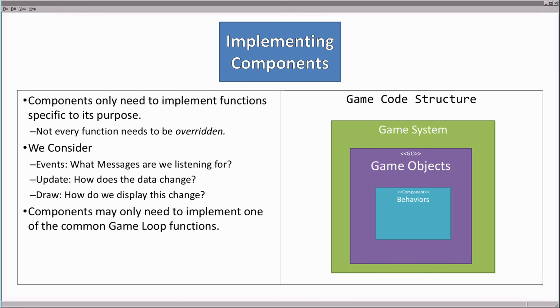When writing the code, we consider each of the steps of the game loop pattern and what it addresses. Events: what message are we listening for? Update: how does that change the data? Draw: how do we display this change? Components may only need to implement one of the common game loop functions.